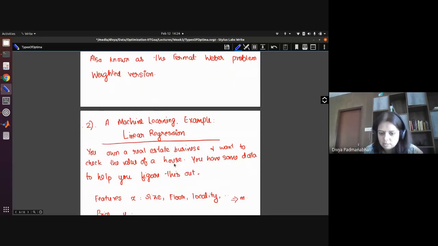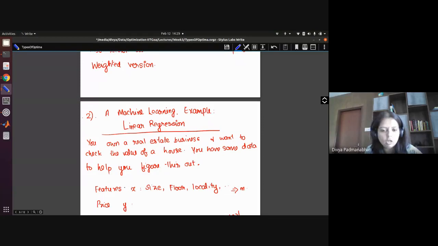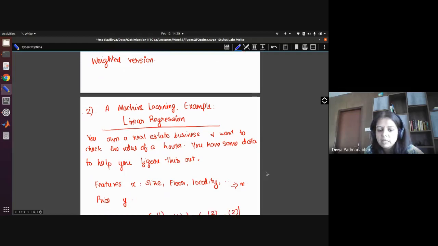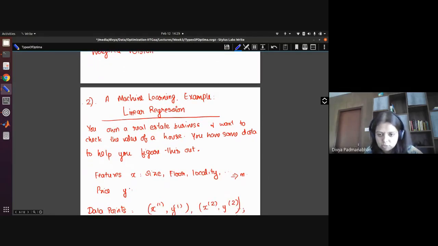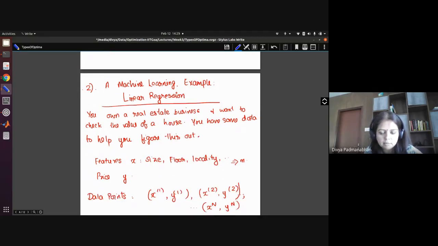And there are some features. Each house is described by its size, the number of floors, or if it's an apartment, which floor it lies in, then the locality, and those kinds of things. These are called the features, and they are available to you for this particular house. Additionally, you have some data corresponding to these features of some other houses, and also the prices of those houses. This is called the training set. These are the data points in some sense.